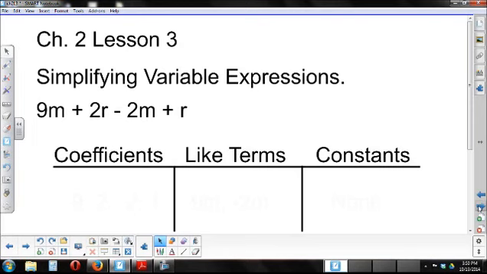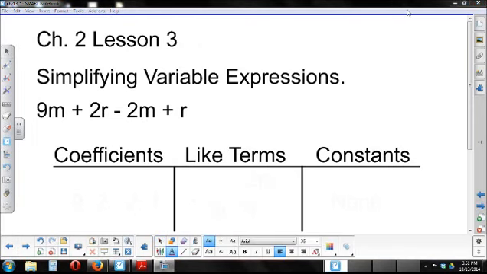Okay, last one. This time we have 9m plus 2r minus 2m plus r. See if you can write down coefficients, like terms, and constants. Pause the video to do that, and then restart it, and I will be there to tell you if you were right.